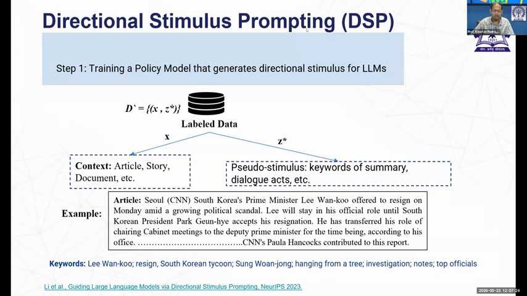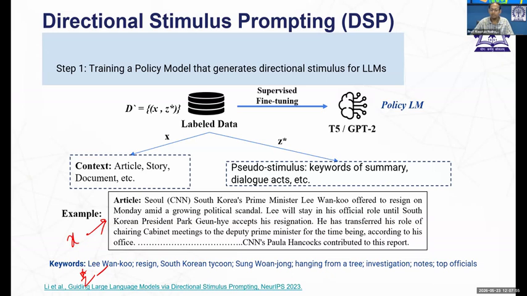Okay. So this article is like: Seoul, South Korea's Prime Minister Lee Won-ko offered to resign on Monday amid a growing political scandal. So this is the entire article that you have. Now, what are the keywords? You can first curate some keywords by human, like Lee Won-ko resign, South Korean tycoon, etc., Sung Wan-jong, etc. So this is your x, and this is your z star. Once you gather this kind of labeled data, what are you going to do?